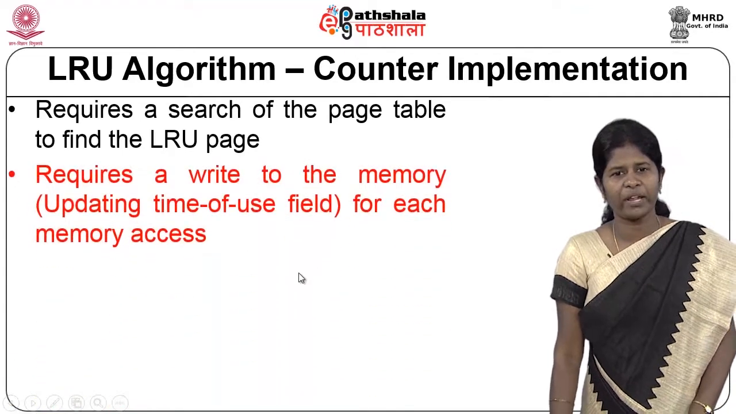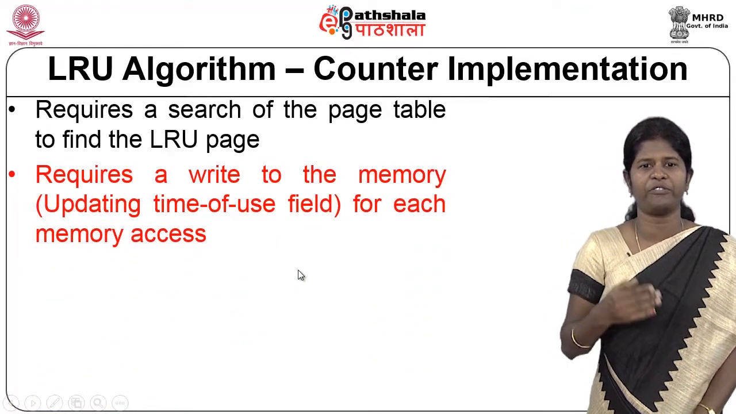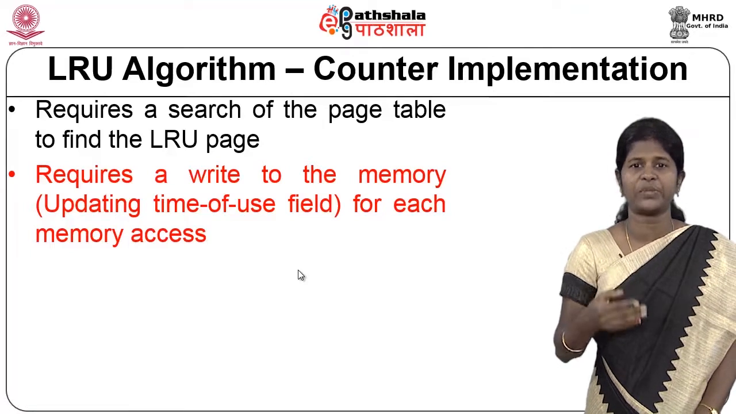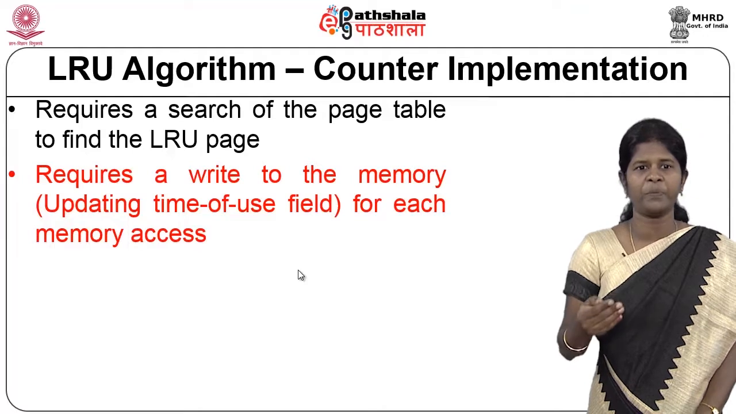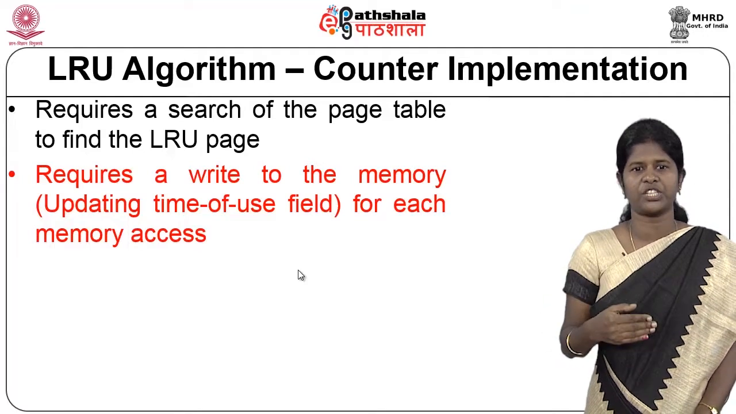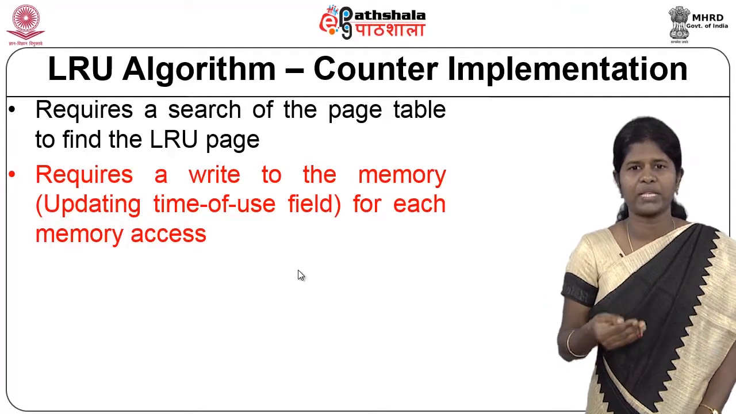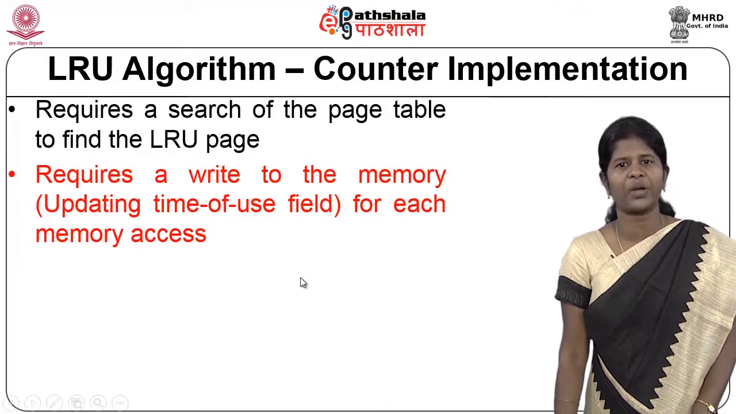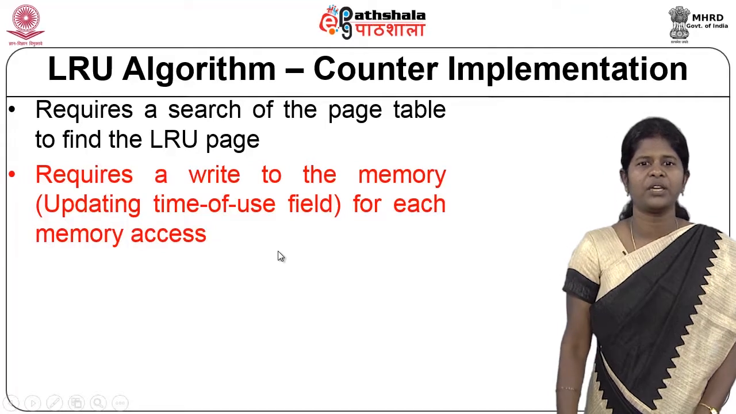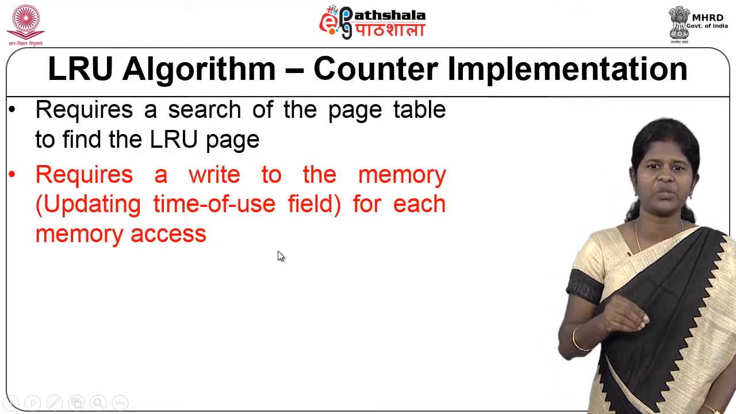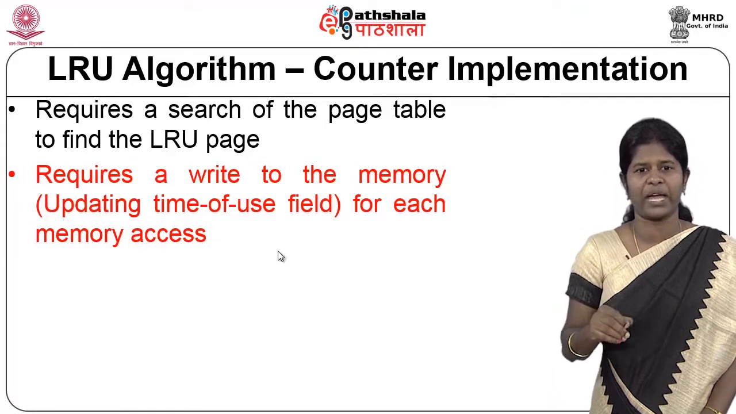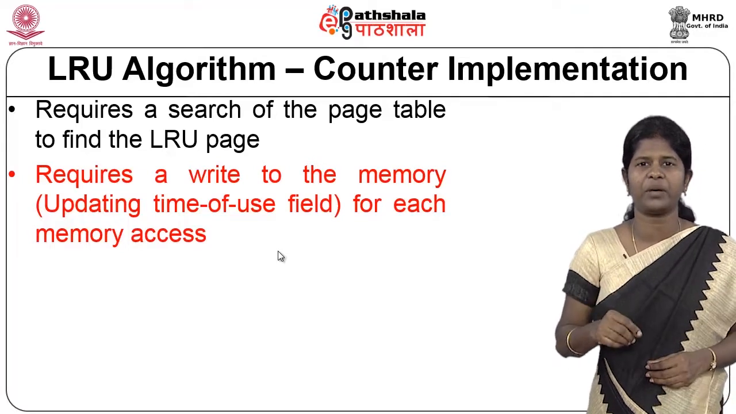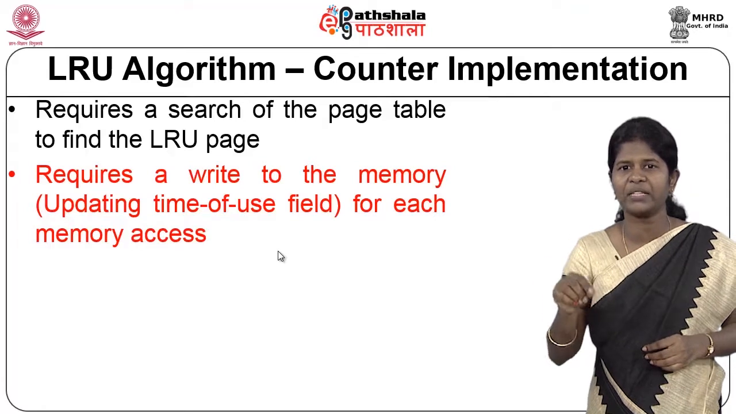When you are looking for the page with the least time of use value, you need to search the page table, and that requires some amount of time. Another overhead in this implementation is that you need to write to the memory for each memory access. That is, whenever there is a memory access to a particular page, you need to update the time of use field.